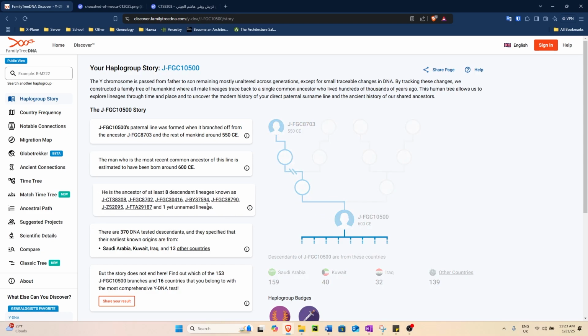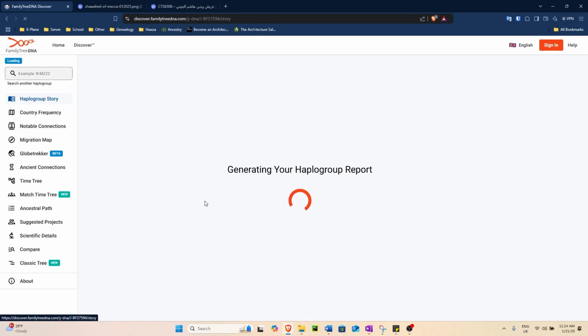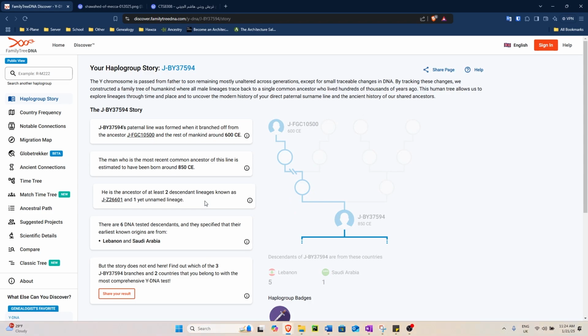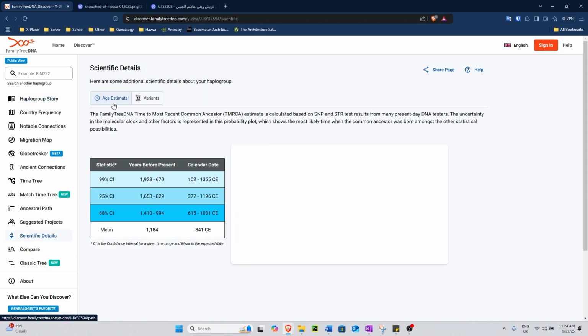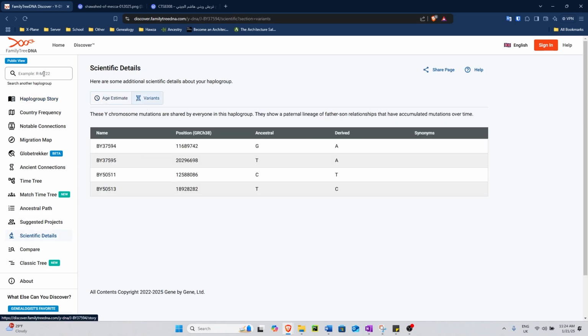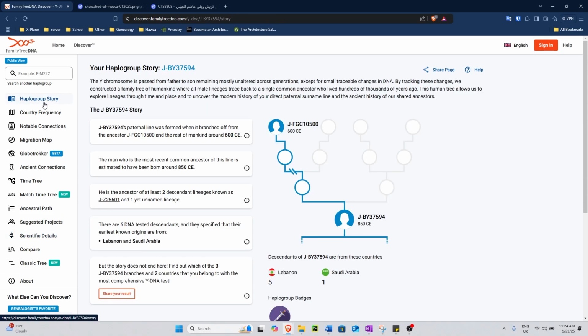And we can next look at BY37594, which belongs to the Dawoodi Hassanis, and this is the haplogroup of Dr. Hadi al-Amili himself. Dawood ibn Hassan al-Muthanna belongs to this mutation, and we can see that there are 4 mutations under this haplogroup. So about 4, maybe a few more generations are represented by this haplogroup.